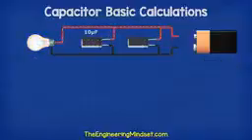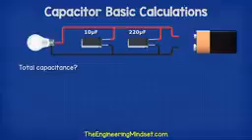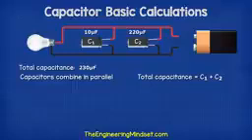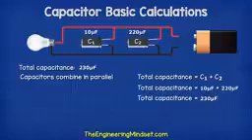Let's say capacitor 1 is 10 microfarads and capacitor 2 is 220 microfarads. How do we calculate the total capacitance? Well, that's very simple. The answer is 230 microfarads. The capacitors combine in parallel, so 10 plus 220 equals 230 microfarads.